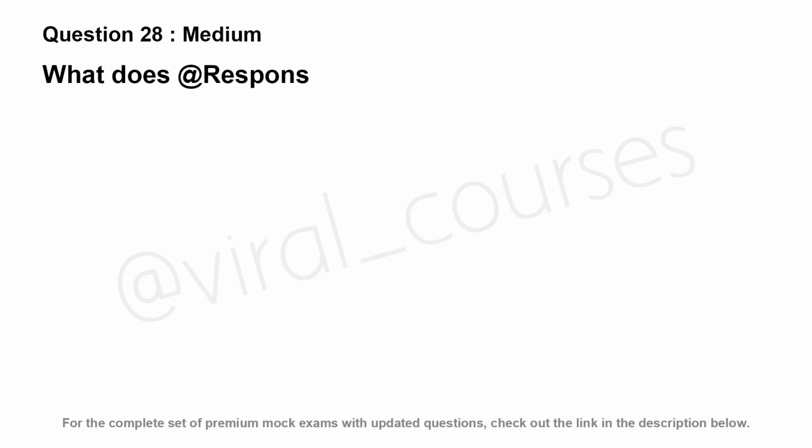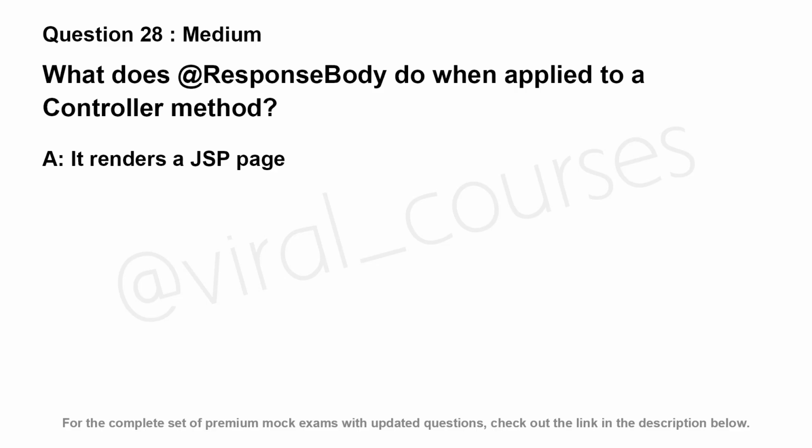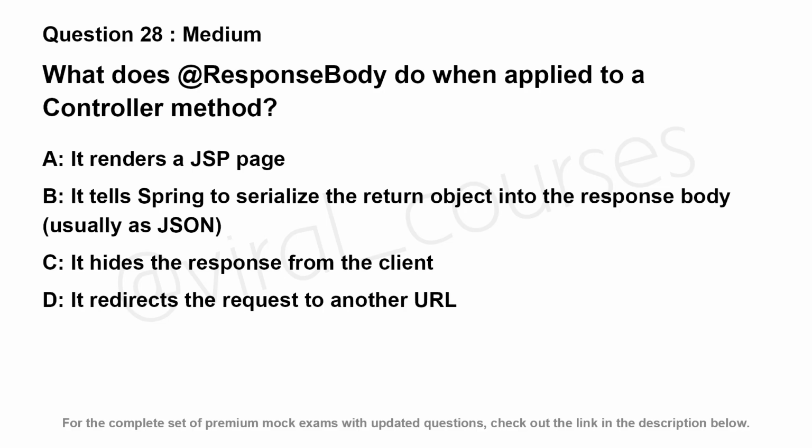What does @ResponseBody do when applied to a controller method? Option A, it renders a JSP page. Option B, it tells Spring to serialize the return object into the response body, usually as JSON. Option C, it hides the response from the client. Option D, it redirects the request to another URL.